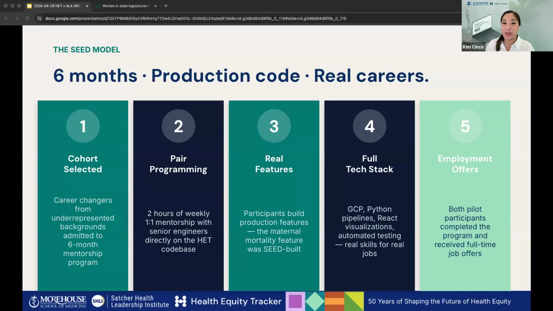Participants spend 2 hours a week in one-on-one pair programming with senior engineers like Ben, working directly on the HET code base. They learn the full tech stack: Google Cloud Platform, Python data pipelines, React.js visualizations, automated testing. The maternal mortality feature that we kept mentioning, that we saw in the demo, our SEED participants built that. So then both pilot participants who completed the program received full-time employment offers.